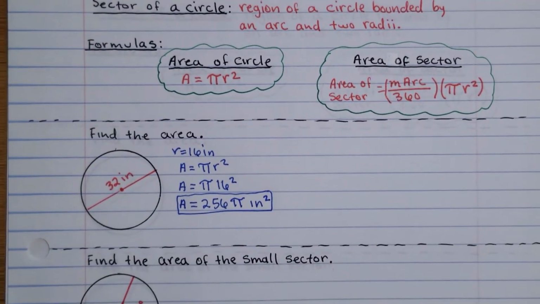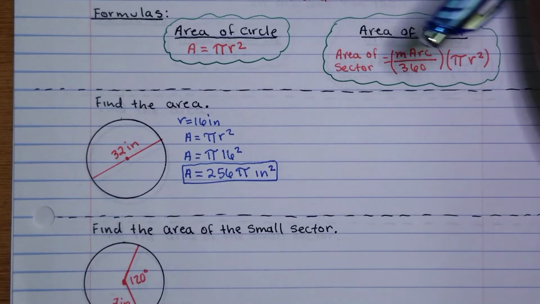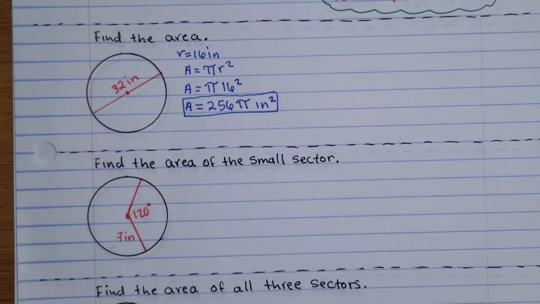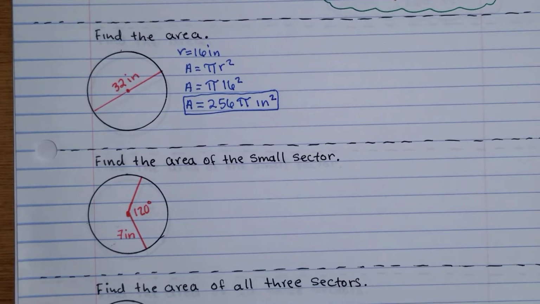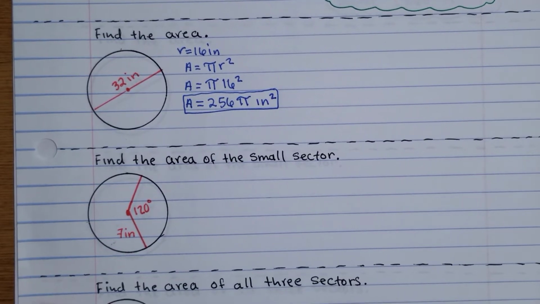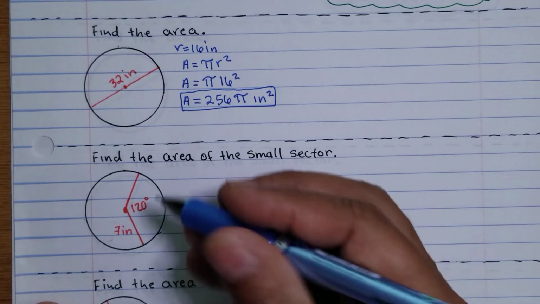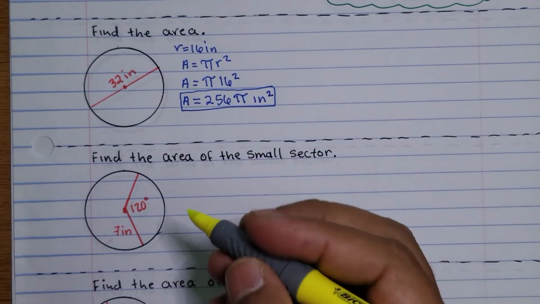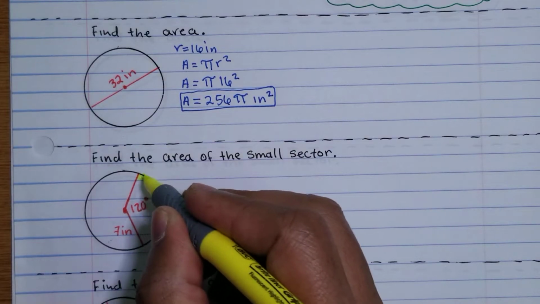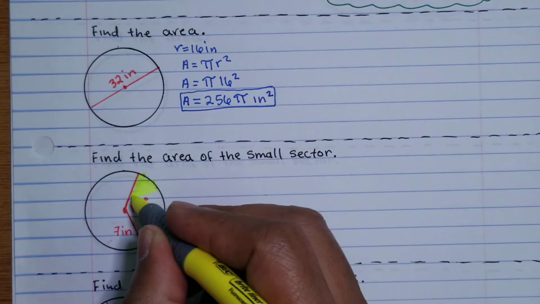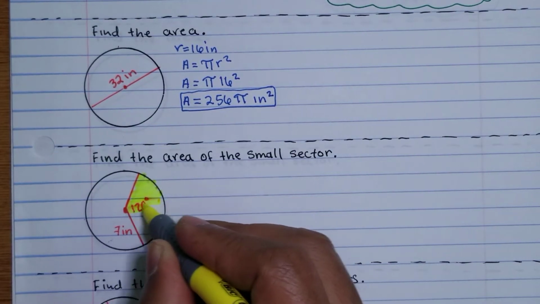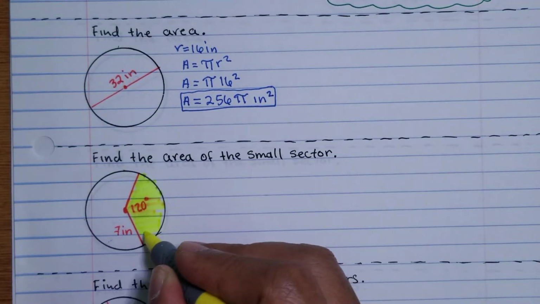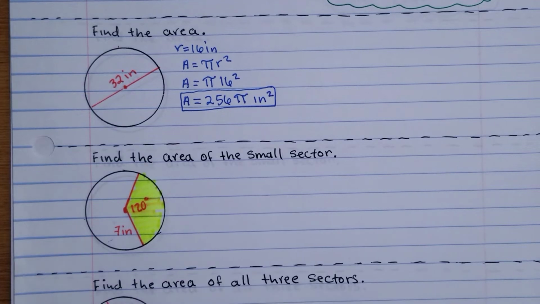On the next part, notice this one. This is asking us to find the area. Find the area of the small sector. So the small sector is this one here. So I'm just going to highlight it. And again, if you need to pause the video so you can copy this example, go ahead and do that. And then once you're ready, just press play to continue. So we're just interested in finding that area.